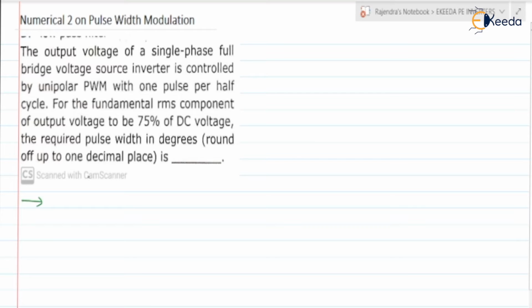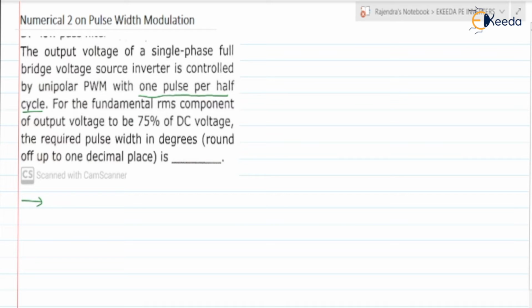The output voltage of a single phase full bridge voltage source inverter is controlled by unipolar PWM with one pulse per half cycle. So it is like a single pulse width modulation technique. For the fundamental RMS component of output voltage to be 75% of DC voltage, the required pulse width in degrees, rounded off up to 1 decimal place, is what we need to find. So it is a numerical answer type question.